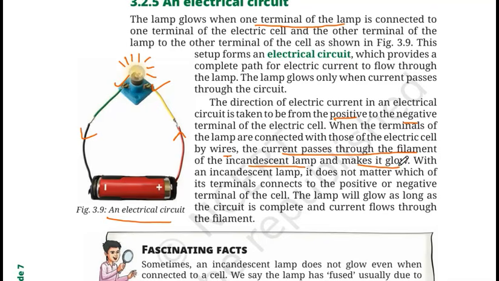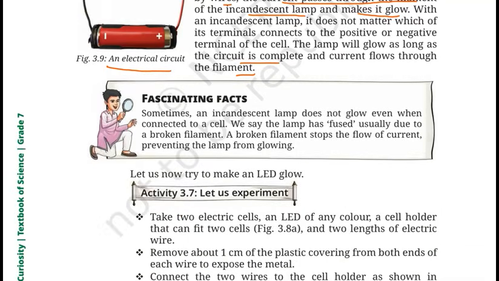Okay, so with an incandescent lamp, it does not matter which of its terminals connects to the positive or negative, and the lamp will glow as long as the circuit is complete. As long as the current flows through the filament, the lamp will glow. You can connect this one to the positive and this one to the negative. Not a problem. All right, we just saw number 6. The lamp was glowing. But when we have an LED, how can we make an electric setup using the LED light? Let us see that.